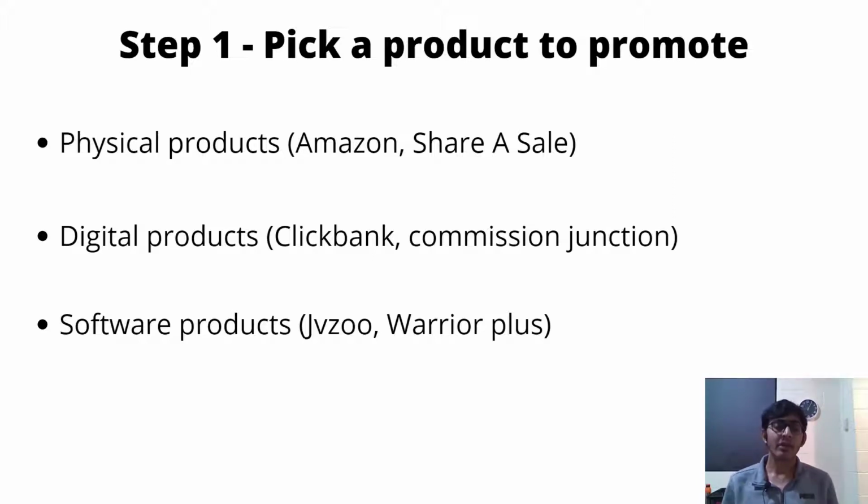Another kind of product is software products. The main benefit of promoting software products is that you will get a recurring commission every single month, as long as the customer that you referred to the company is using the product. And JVZoo.com and WarriorPlus.com are the best websites to find software products in all the different categories.